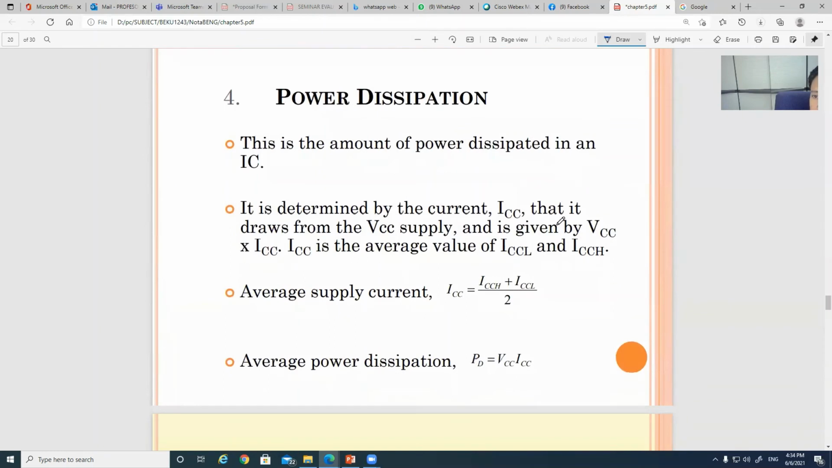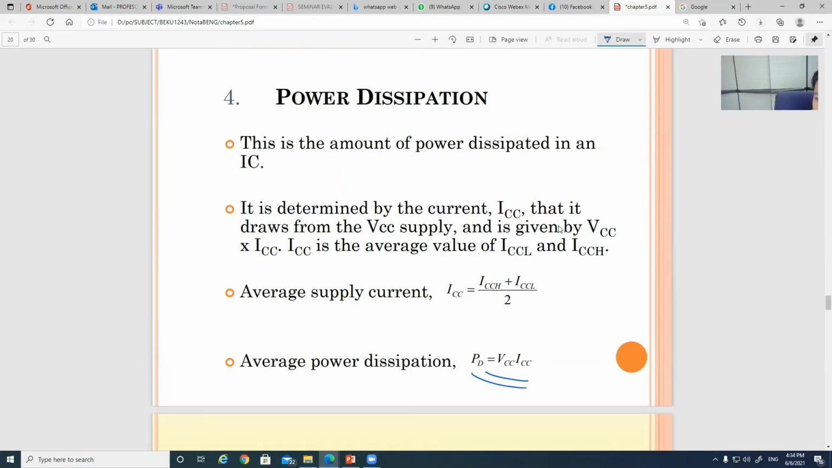Next we go for the next characteristic: the power dissipation. This is the amount of power dissipation in the IC. It is determined by the current ICC that is drawn from the VCC supply, and is given by VCC multiplied by ICC. This is the formula for calculating the power dissipation.